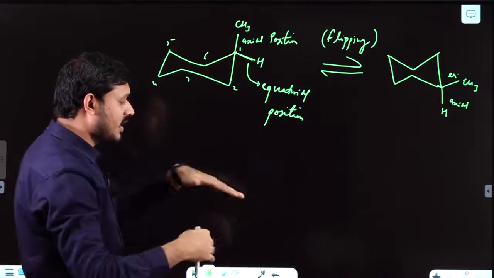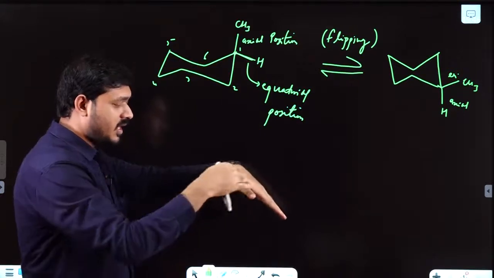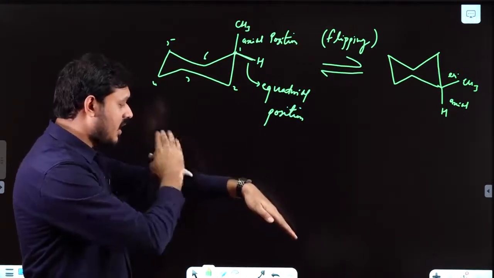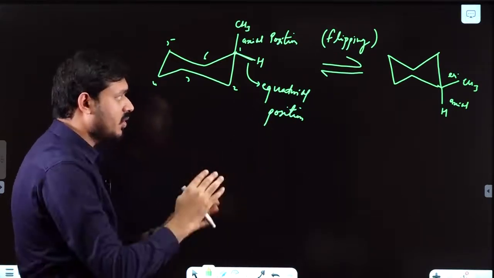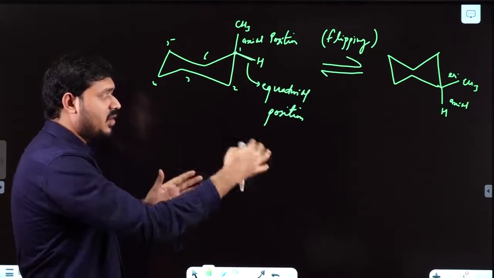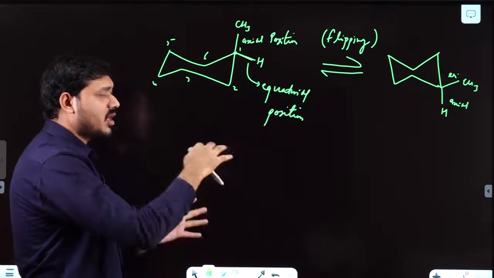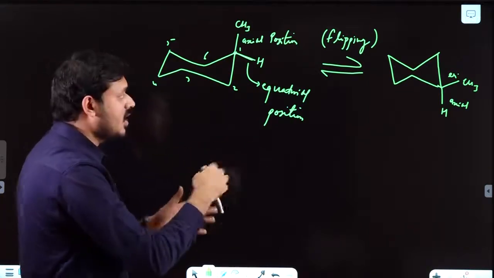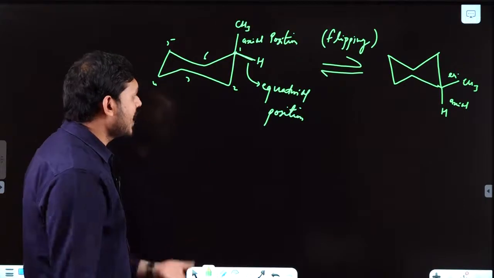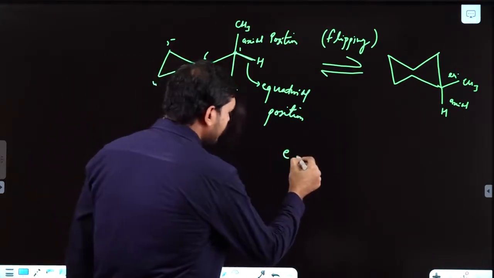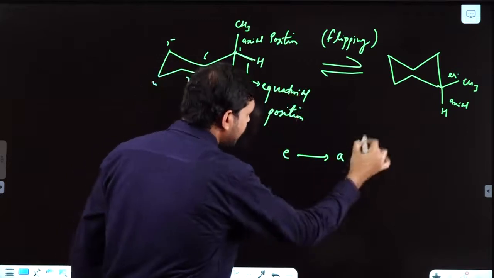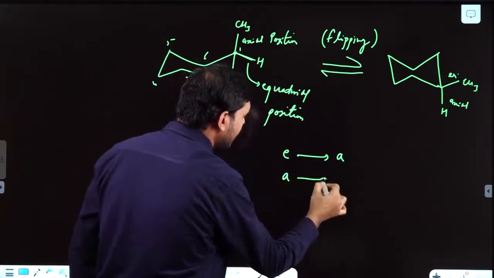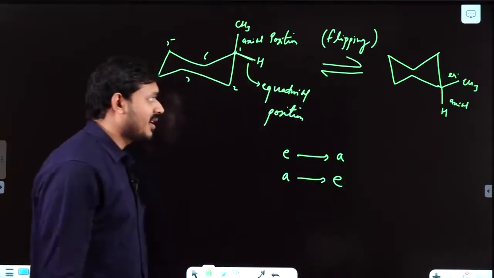Flip means it was in this format, it flipped into this format. Simply you can understand it as this is a chair form. See, this side and this side. Now this is flipping in this way. So from one form of chair into another form of chair, there occurs flipping, interconversion among one another. So due to that flipping, equatorial part goes into axial part and axial part goes into equatorial part, right?